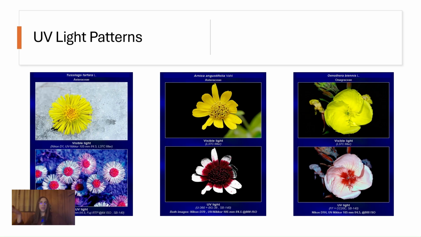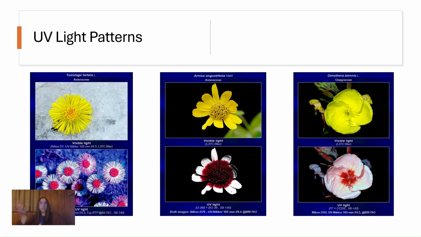But what this is, is patterns that are visible to bees that help them pinpoint where the pollen is actually located on the flower. This is basically a bullseye for the bee that tells them where to land on the flower and where to crawl around to actually collect the pollen.